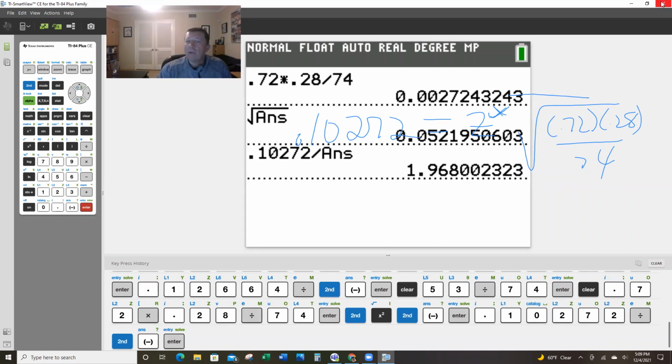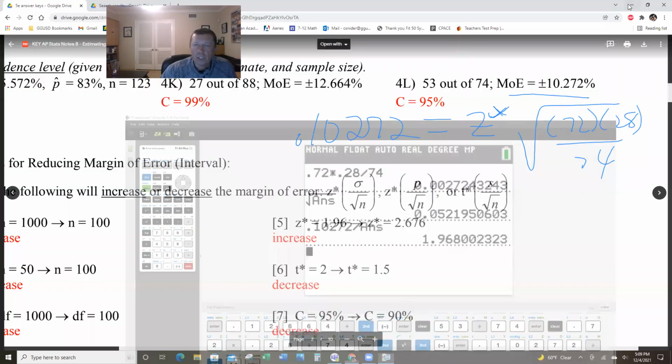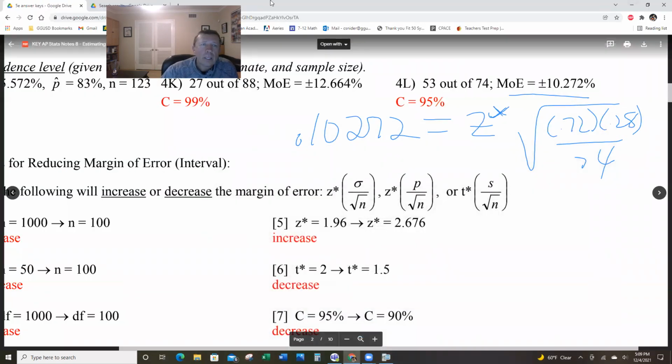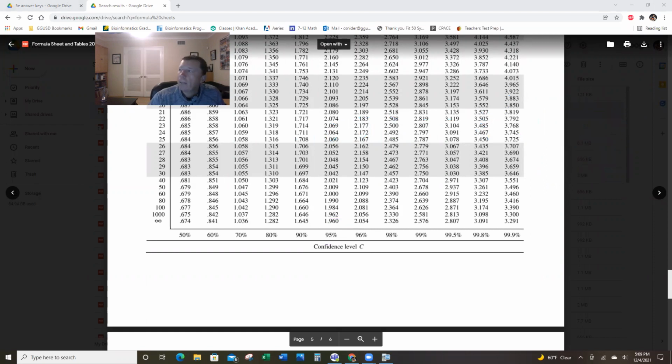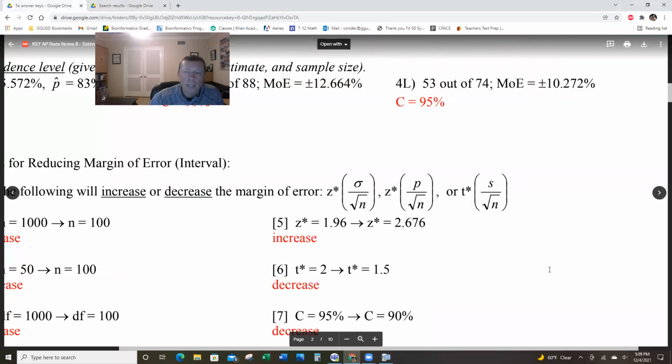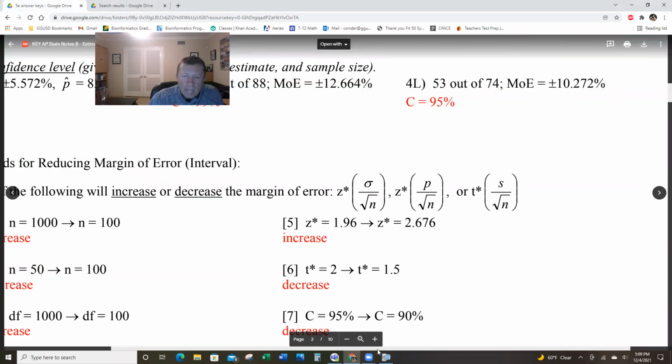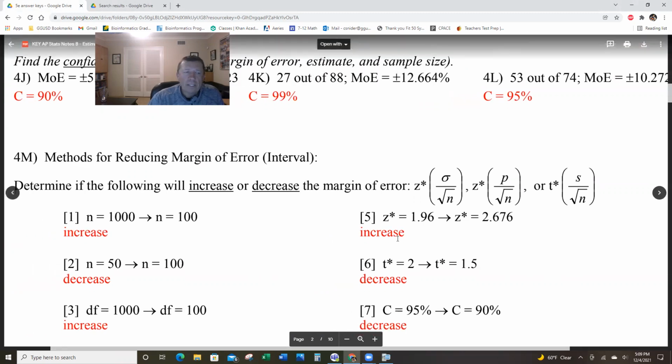I memorized that one as 95%. Let's check it out. Okay. Yeah, 1.96. Yeah, it's 95%. Okay, so that was the Z star on that one, called the critical value, 95%. And you'll see that when we go back to the answer key here, 95%. Perfect. All right. Last section, very conceptual.